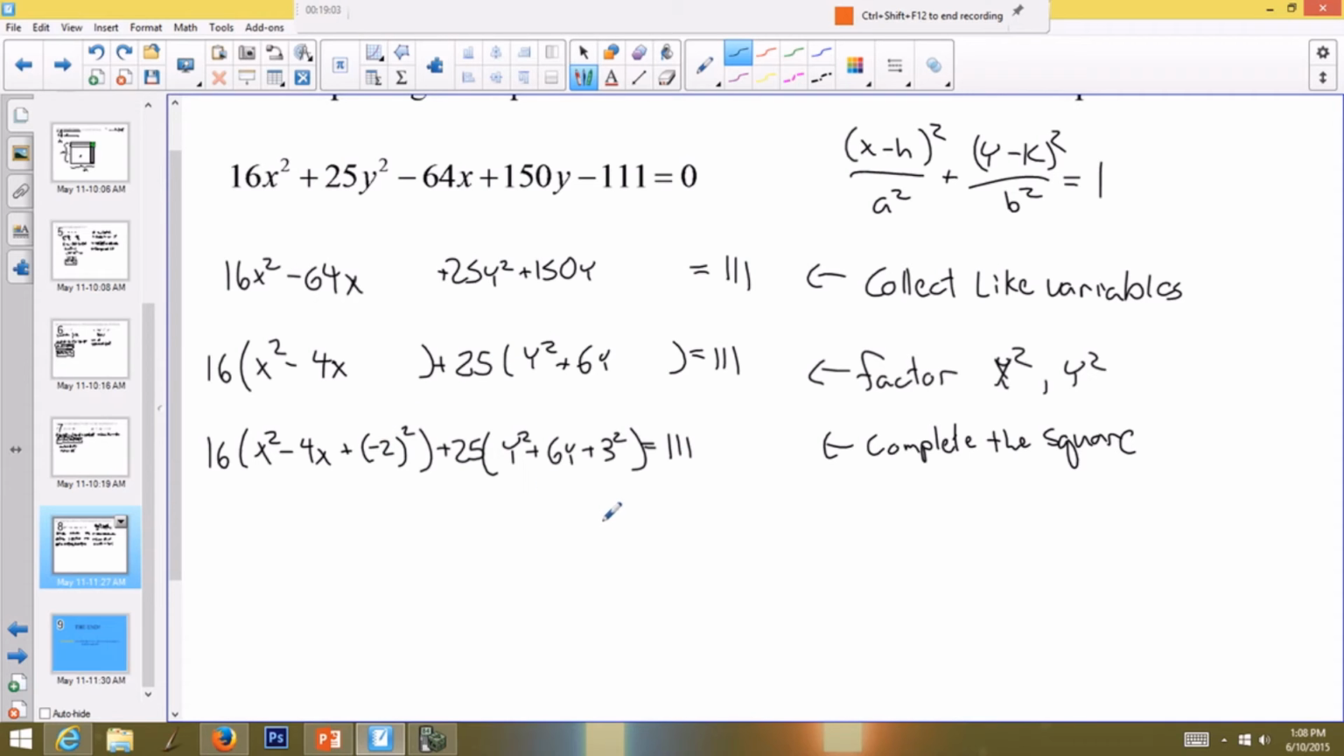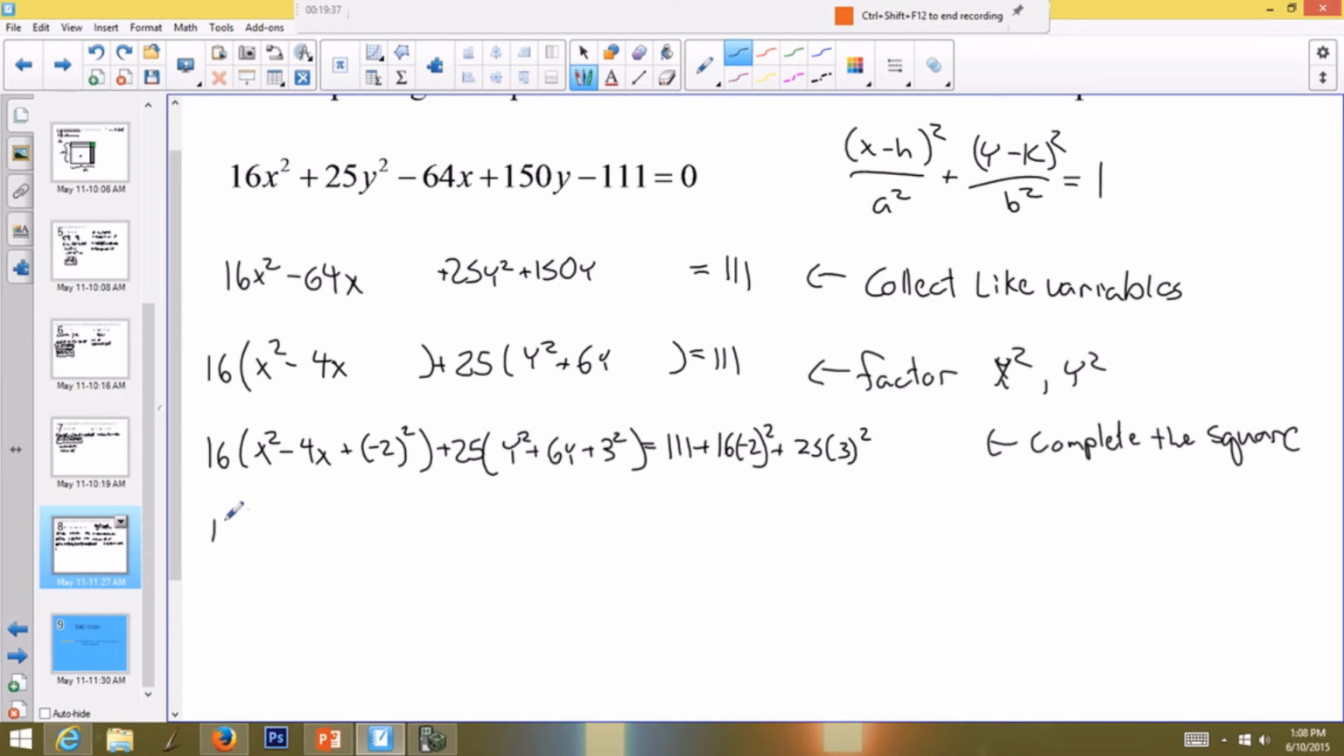But now again, I've added something on the left hand side, so I also have to add it on the right hand side. I'm not adding just this minus 2 squared. I'm adding 16 times the minus 2 squared. And plus, I didn't add just 3 squared. I added 25 times 3 squared.